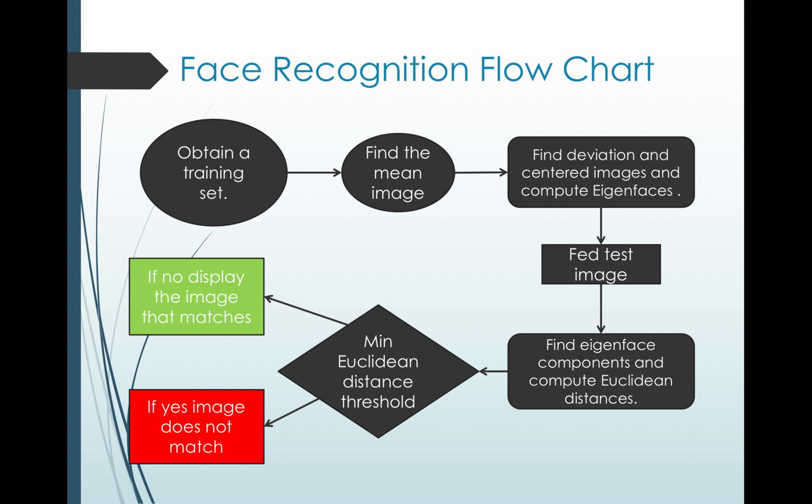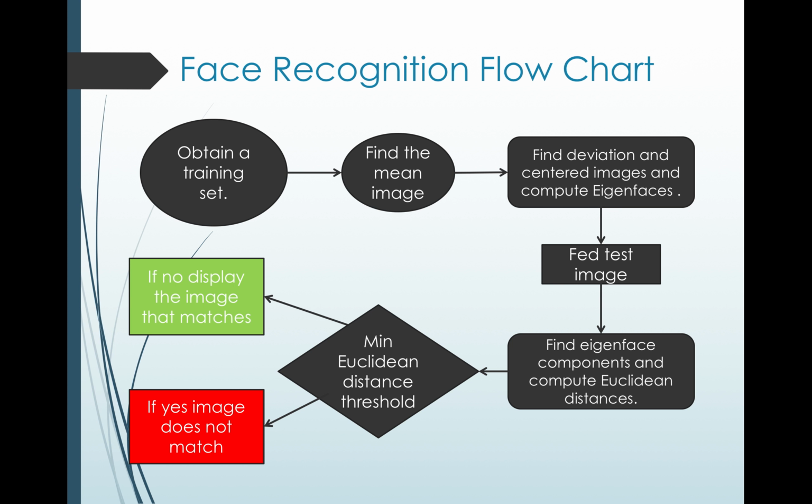Now let us go through the flowchart for the face recognition. The first step is obtaining a training dataset. Then finding the mean image. Then finding the deviations and centered images and compute eigenfaces. These three steps include a training phase.